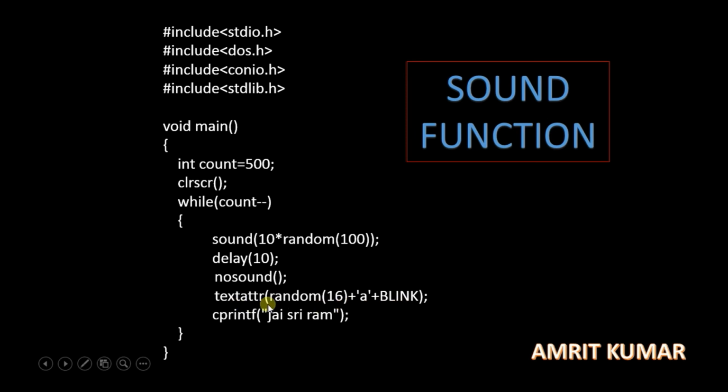So you need to specify textattr, that is the text attribute, then the random function here, and in the random function you need to specify the value. Then concatenate it with a small 'a' in single quotes, then use the plus here again and write a capital BLINK. BLINK is the reserved keyword used for blinking the text. So this is the text attribute. After that I am writing cprintf. Cprintf helps us write or display a message on the screen with this dynamic sound function.